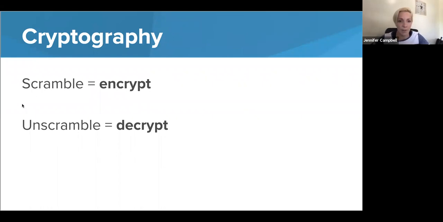Just so you know, you can write this down if you want, but when we're talking about scrambling, when we're making it unreadable, that's encrypt. Sometimes we say encode. And then unscramble would be decrypt. So just know those differences. Encrypt is when you scramble it. Decrypt is when you unscramble it.